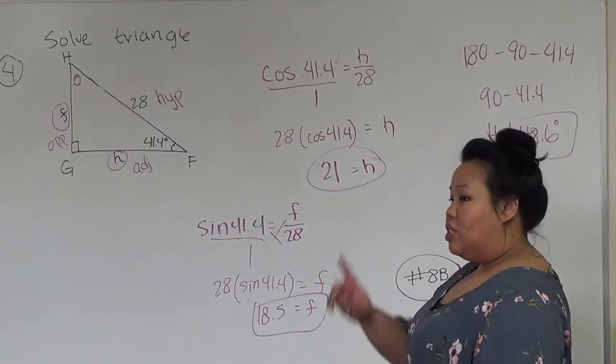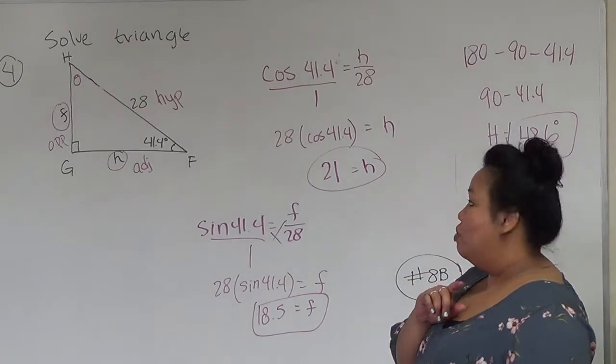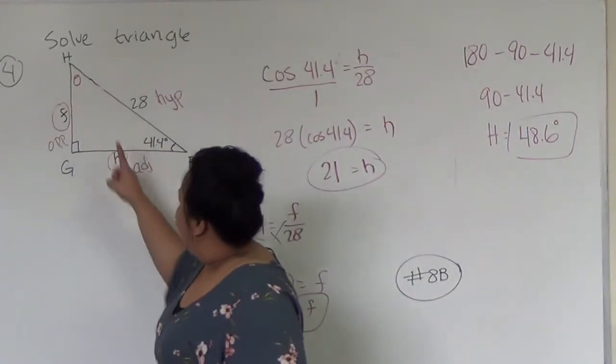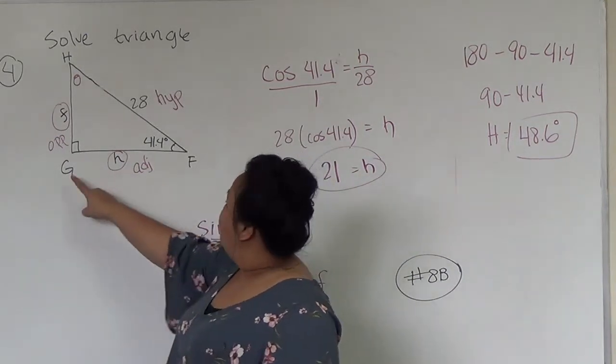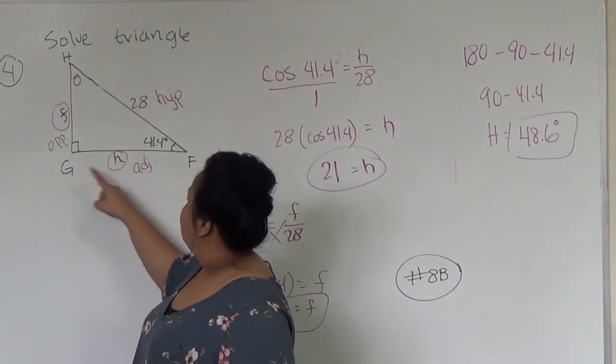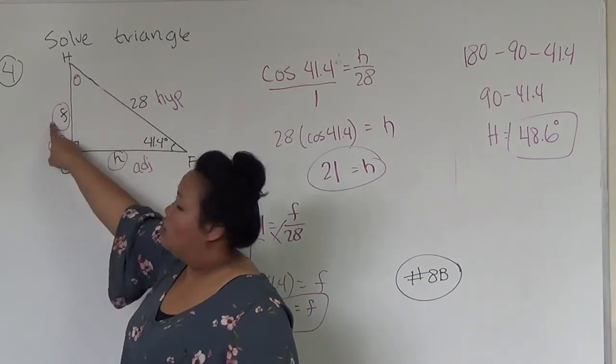Please pay attention to how they label this. I don't know if you remember this from geometry, but opposite sides are labeled with the lowercase of the angles. So all my angles are uppercase, right? And the opposite side is h, this is little g, and this would be little f.